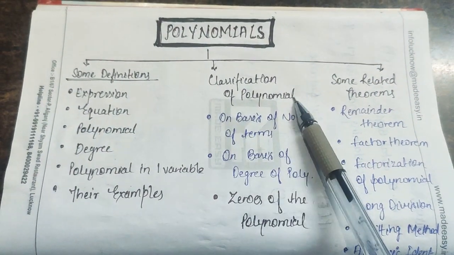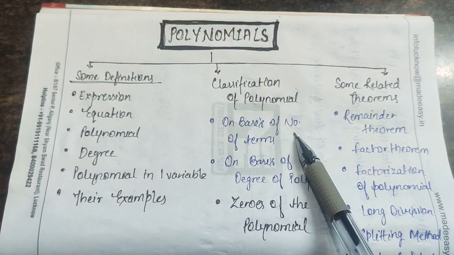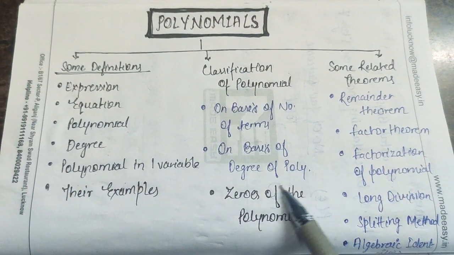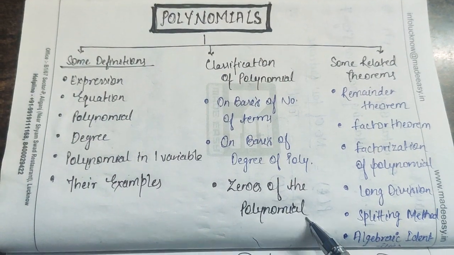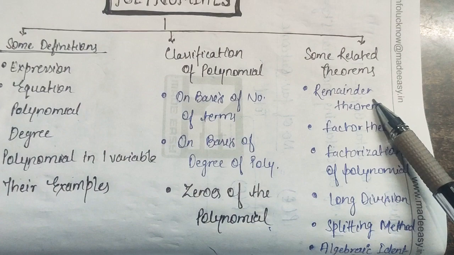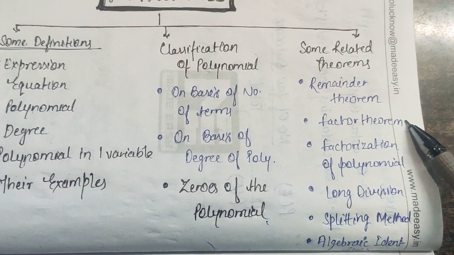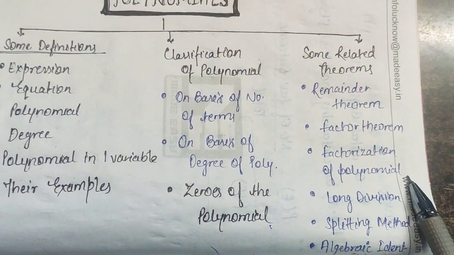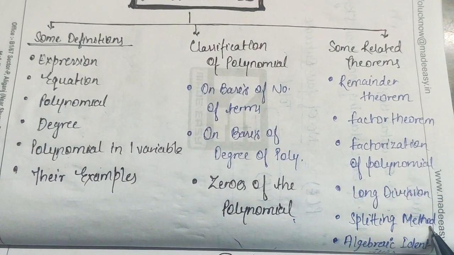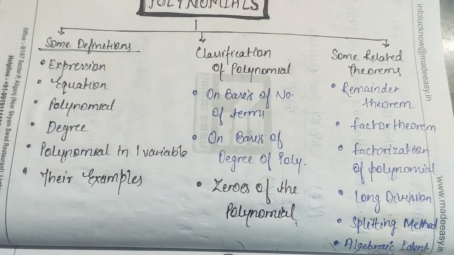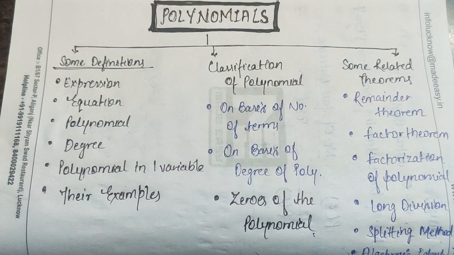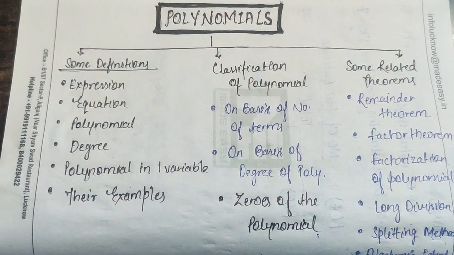Then we will classify the polynomials on the basis of the number of terms and on the basis of their degree. We will also come to know what the zeros of a polynomial are. Then we will study some related theorems like the remainder theorem and the factor theorem. We will also study the factorization of polynomials, the long division method, the splitting of the middle term, and some algebraic identities. So let's start with some basic definitions and terms of polynomials.